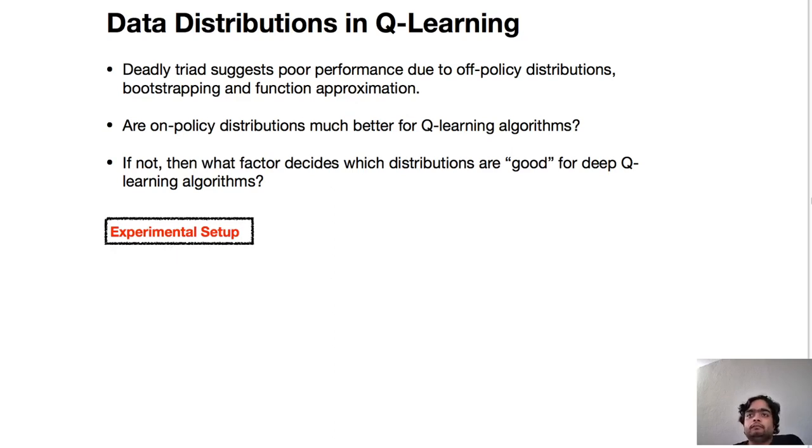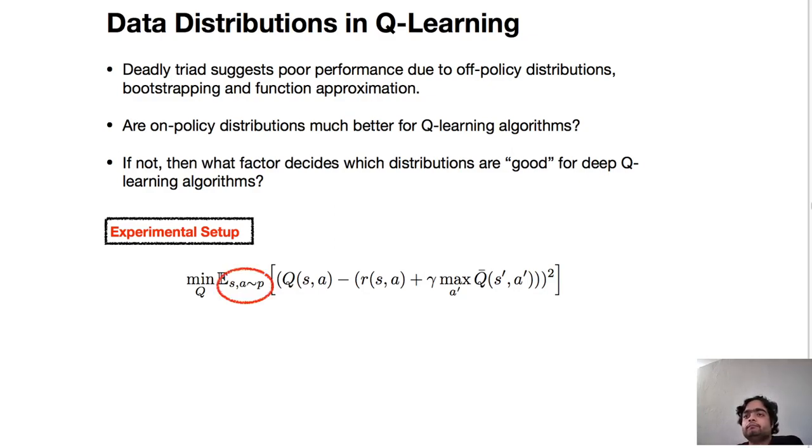Our experimental setup would be simple. We'll still be minimizing the TD error objective, where you are regressing to the target value defined by a Q function under some distribution P. And this distribution P is something that we'll choose. Our goal is to basically figure out what the optimal choices for this distribution are.